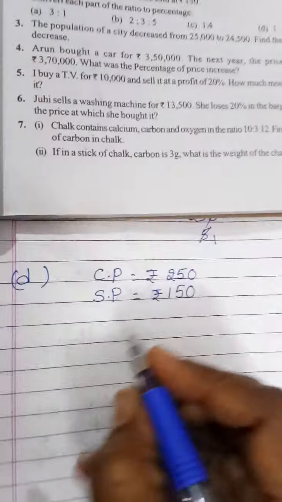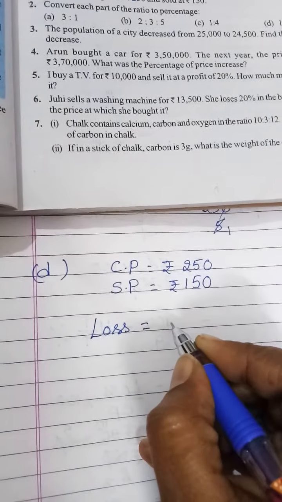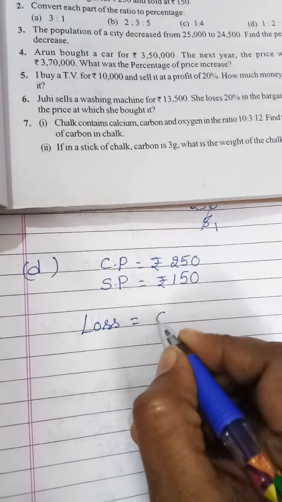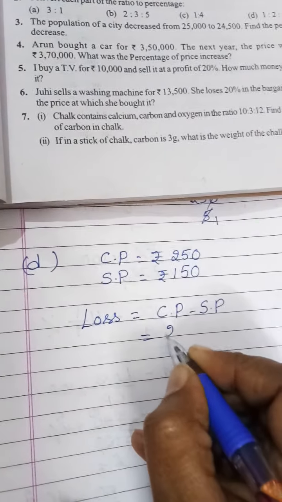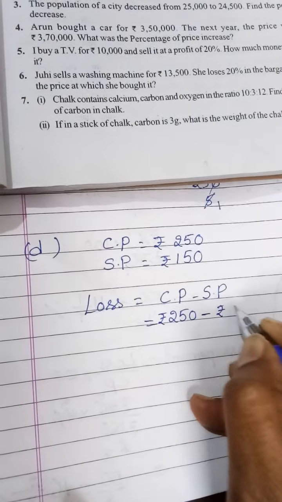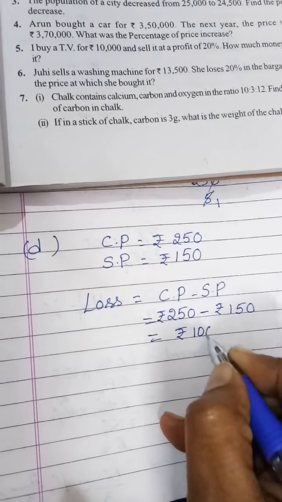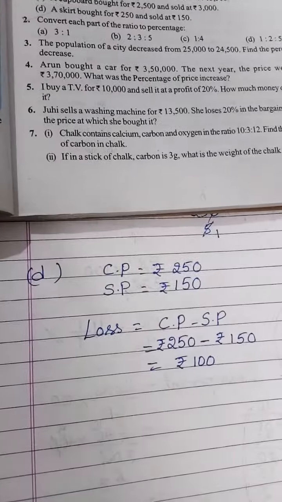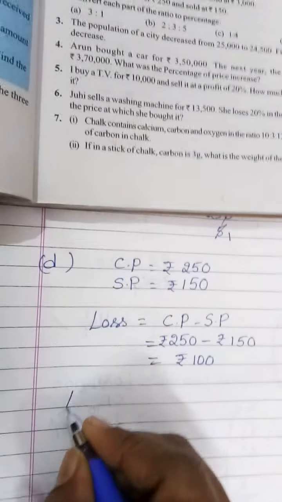Now see that, loss is equal to, what is the formula? Cost price minus selling price. That is 250 rupees minus 150 rupees. What is the difference? Rupees 100. Clear? Now find out the loss percent for this.